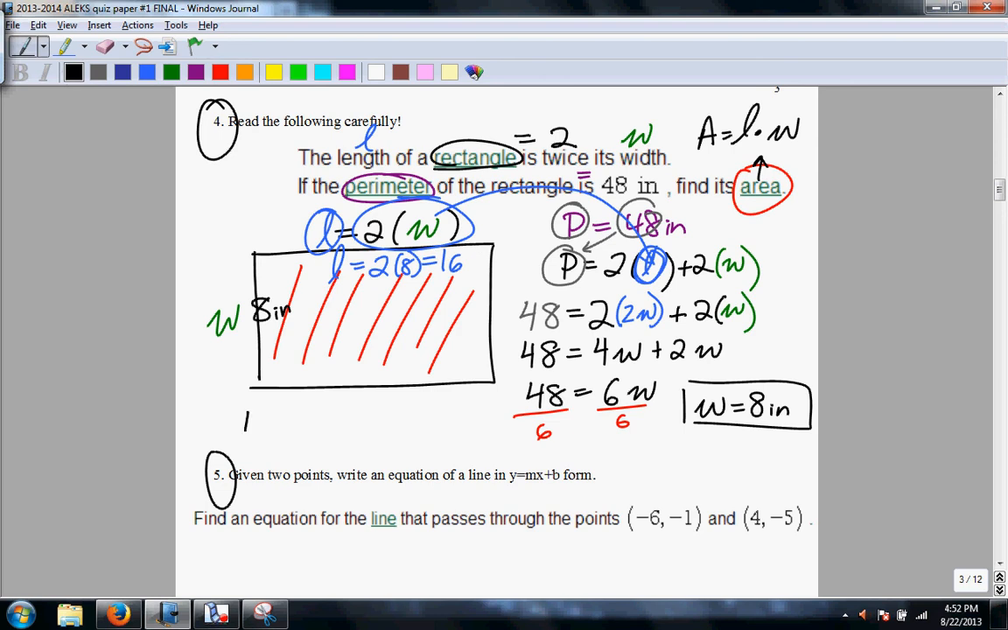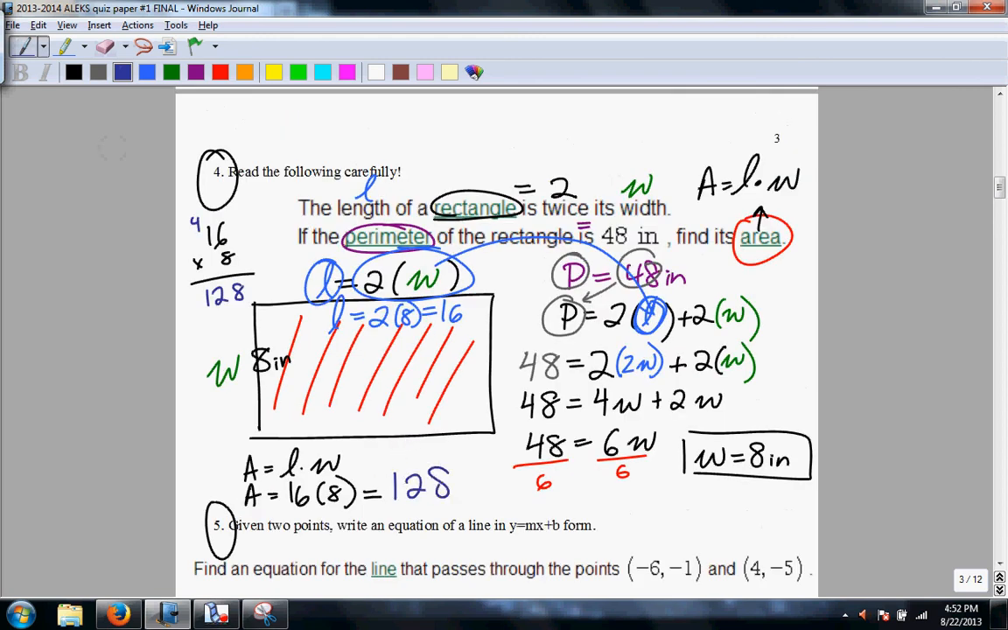Now, come down here, write your equation for area. Area equals length times width. Area equals length, which is 16 times 8. I'm going to come in the margin. I'm going to do this longhand. 16 times 8. 8 times 6 is 48. 8 times 1 is 8 plus 4. My answer is 128. And then we have to watch out for units. Inches squared. Careful, when you do ALEKS, it's going to want proper units.